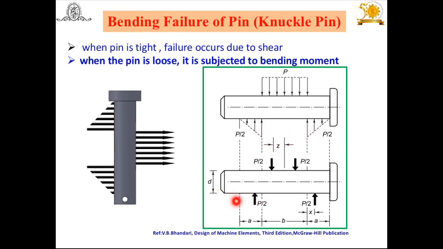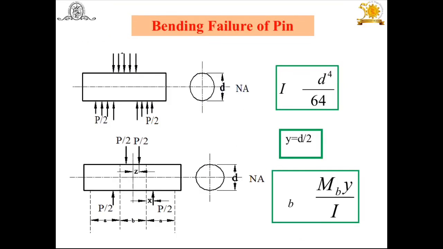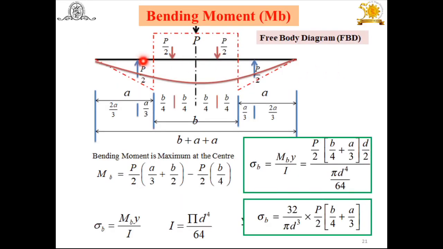In this way, again, this triangular force acts from this side at 1/3 of A, or from this side at 2/3 of A. Now let us see this diagram. You will find here the uniformly distributed load is converted to a point load at B by 4. Here also B by 4.